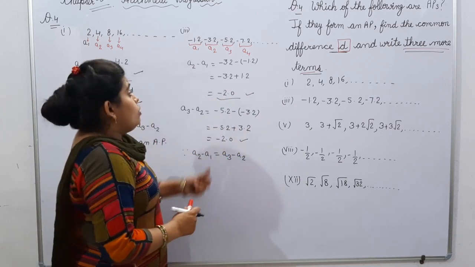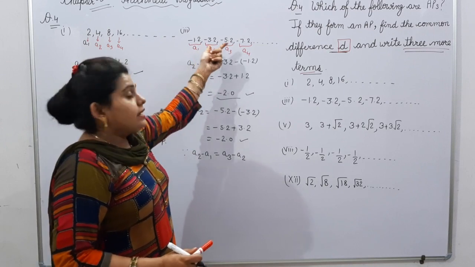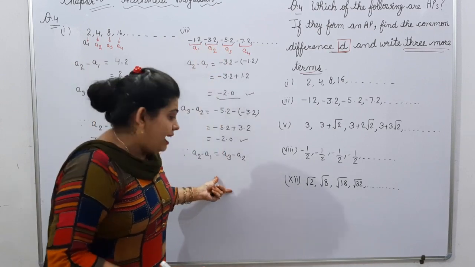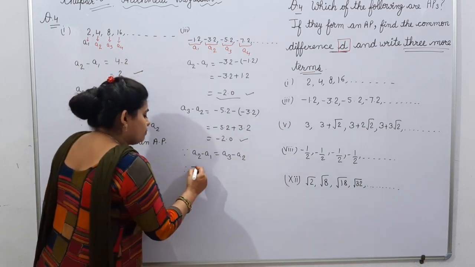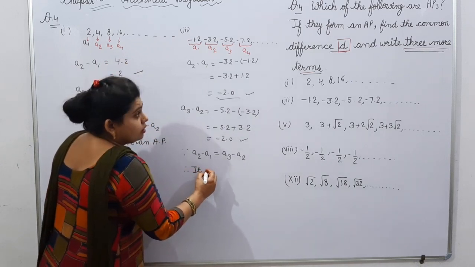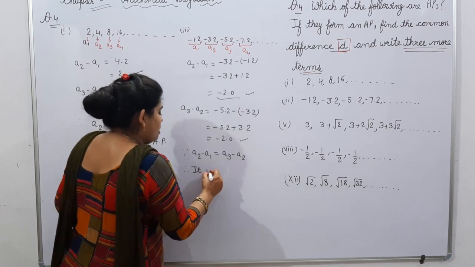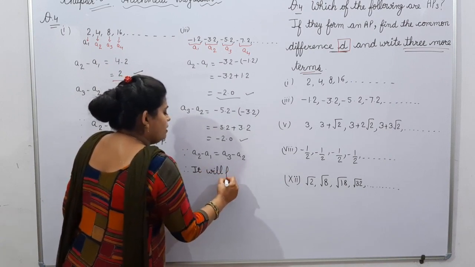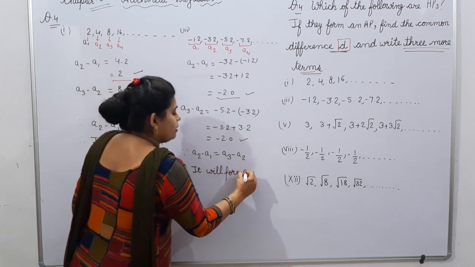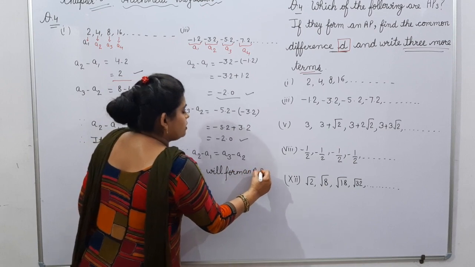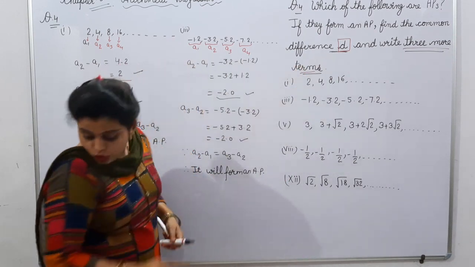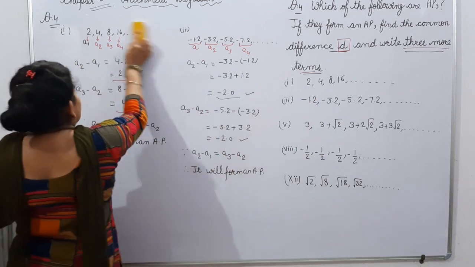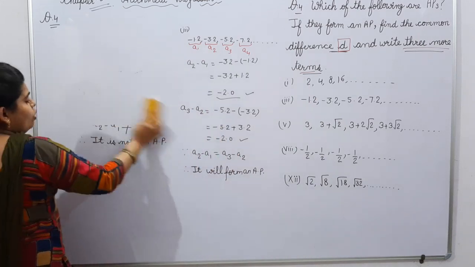अब यहाँ पर first two terms का difference next two terms के difference के equal है, then it will form an AP. What will we write? So it will form an AP. After this we have to write its common difference. Now what will be the value of the common difference?